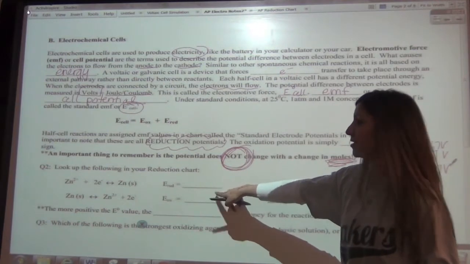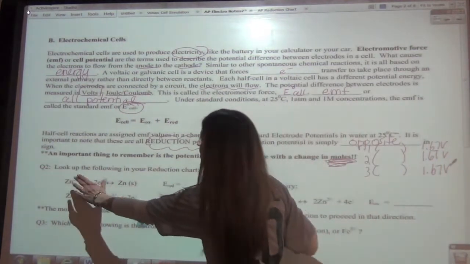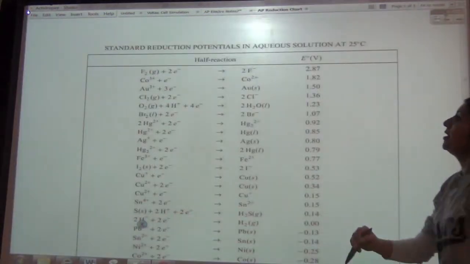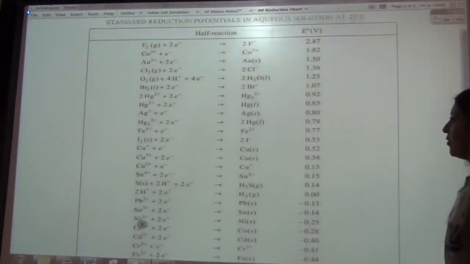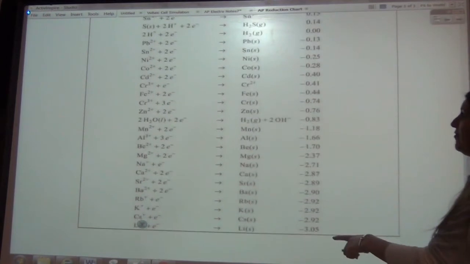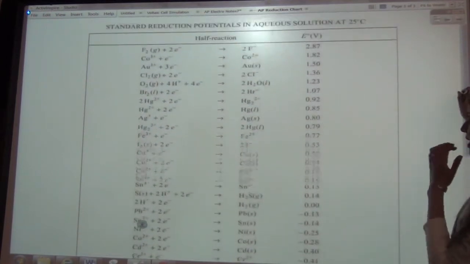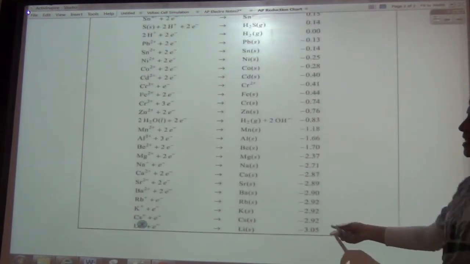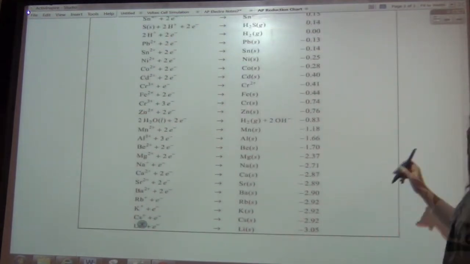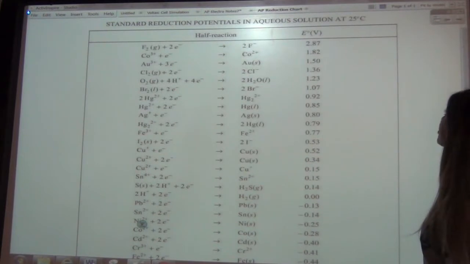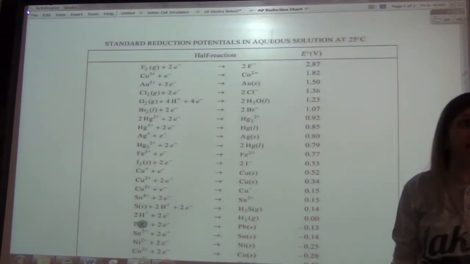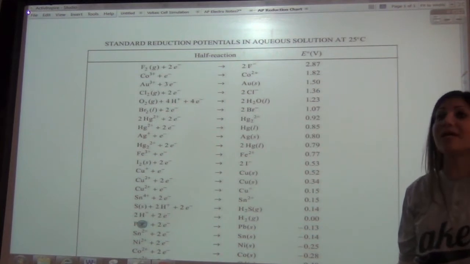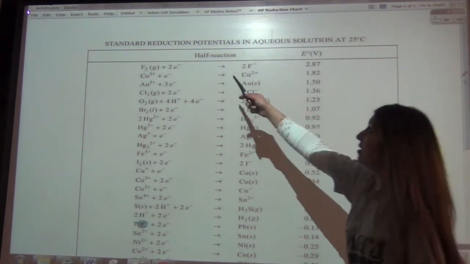So let's take a look at the reduction chart and let's try to see if we can find zinc, okay? So we're looking for zinc going from a +2 to a solid, and so let's take a look at this chart. And so we're going to scroll down, and this is not done alphabetically, by the way. How is this organized? Well, you can see that the most positive numbers are on top, and the most negative numbers are on the bottom. This is actually organized according to strength. Strength of what? How good it can be, how well it can be what? What is this called?